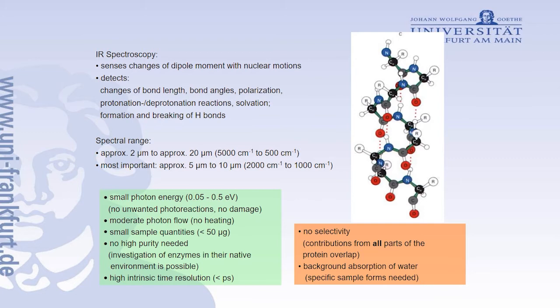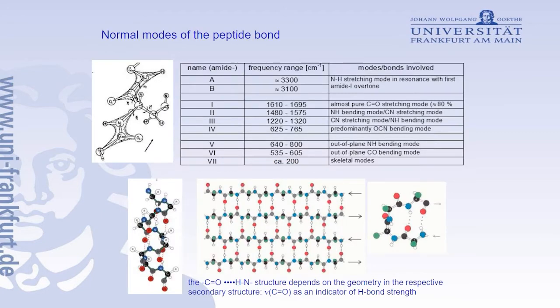If there are so many advantages, there have to be some disadvantages. First of all, if you look at the scheme of the alpha helix on the right side, infrared spectroscopy does not have selectivity for individual bonds, meaning that contributions from all parts of a protein, for example, will overlap. And second, I mentioned that already, you have a background absorption of water, meaning that you have to design specific sample forms. That can be done.